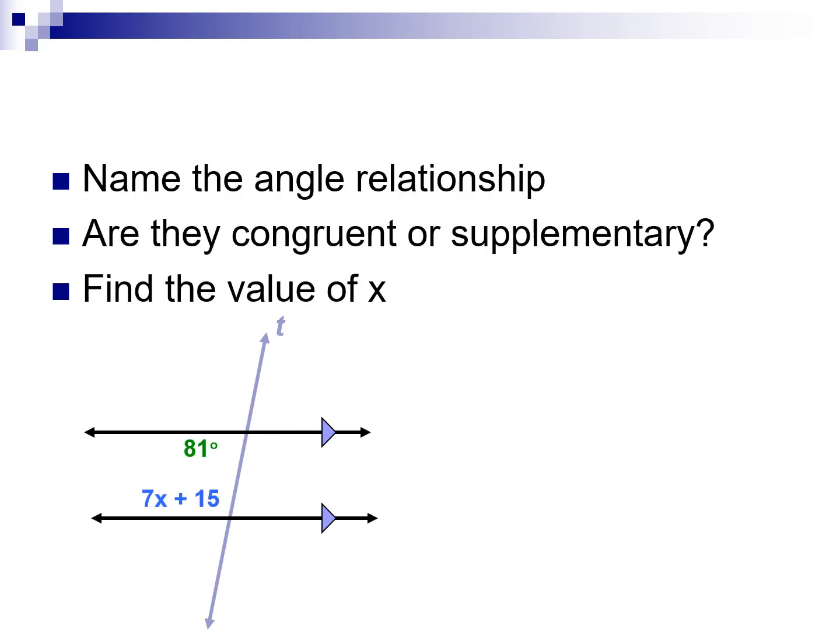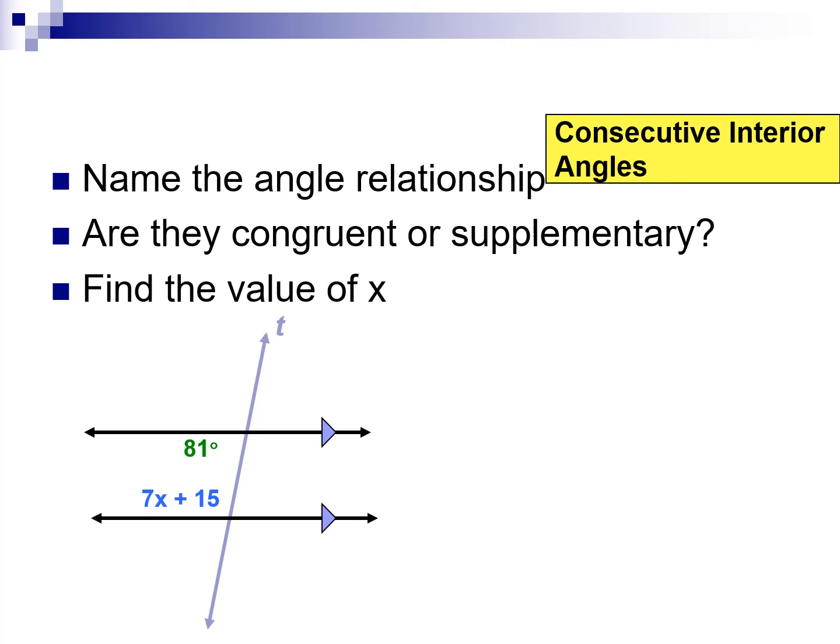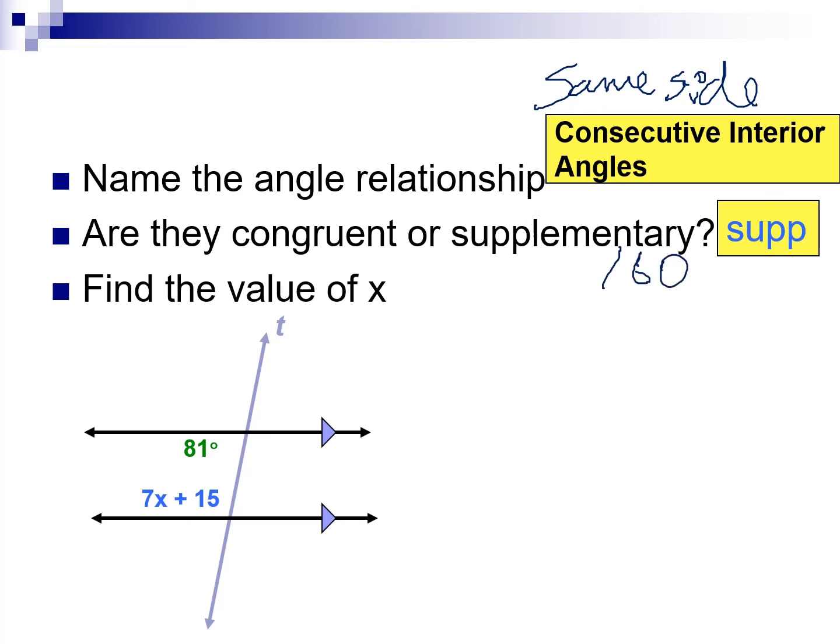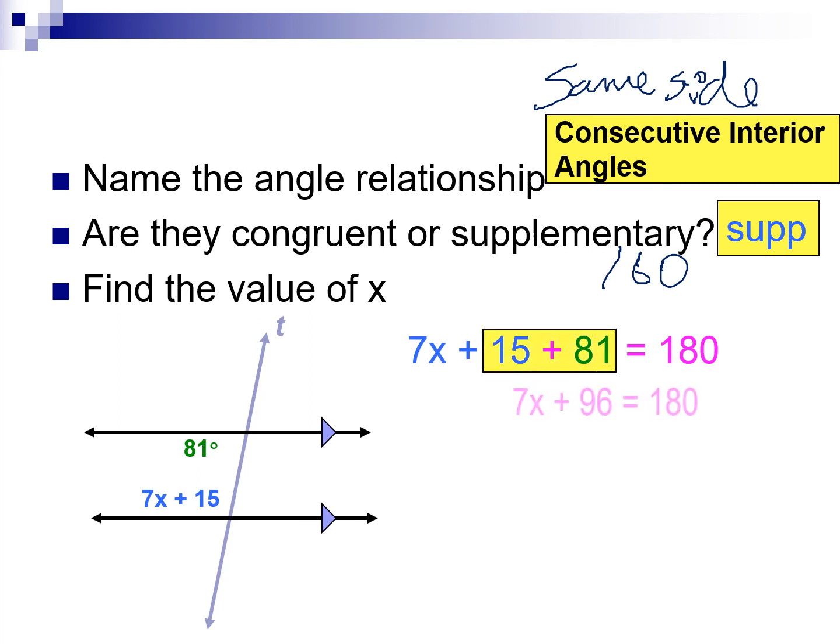Alright. Next. Look at there. They're interior. Are they alternate interior? Nope, they're consecutive or same side interior. You can call them either one. What does that mean? That's a special one. That's the one that's supplementary. They add up to be 180. So guess what we're going to do? We're going to make them add together. The bottom one plus the top one equal 180 and work out the math.